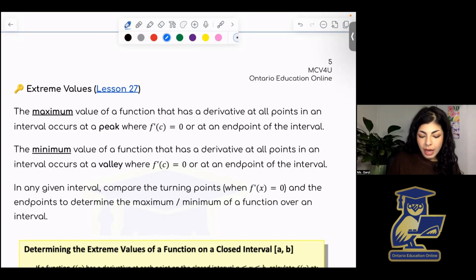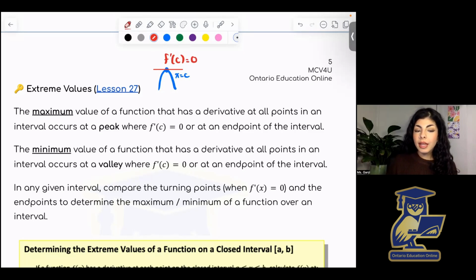For example, if we have something like this, this would be our maximum point. As you can make connections now, at this point, let this be point x equals c, then we can say that f prime of c is equal to 0, which means that the tangent is 0. Think of that as our change of direction point, or a turning point. So here we have the derivative 0, and this could be at the peak, or it could be at an endpoint of the interval. Soon I'm going to show you graphs of what that might look like.